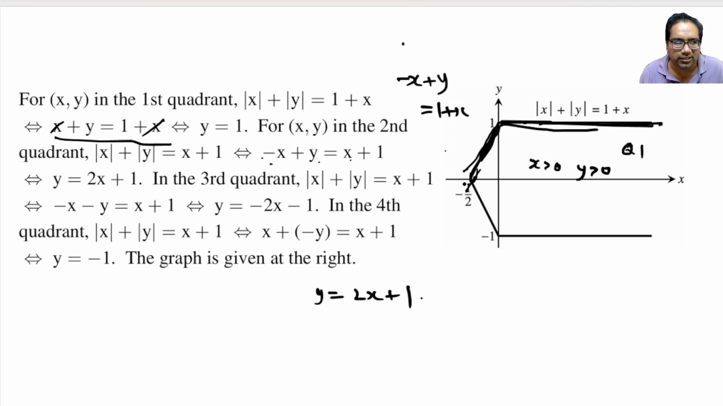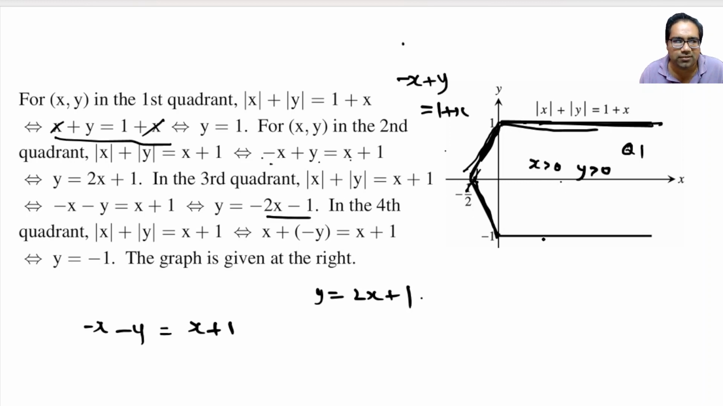When x, y are in Q3, exact same logic, both are less than 0. What does that mean? Absolute value of x is minus x, absolute value of y is minus y. Minus x minus y is equal to x plus 1. What does that mean? If you bring y to the right side, y equals minus 2x minus 1. That is this equation. When x is 0, y is minus 1, whereas when y is 0, x is minus 1/2. That is as long as we are in Q3. What about the fourth one?